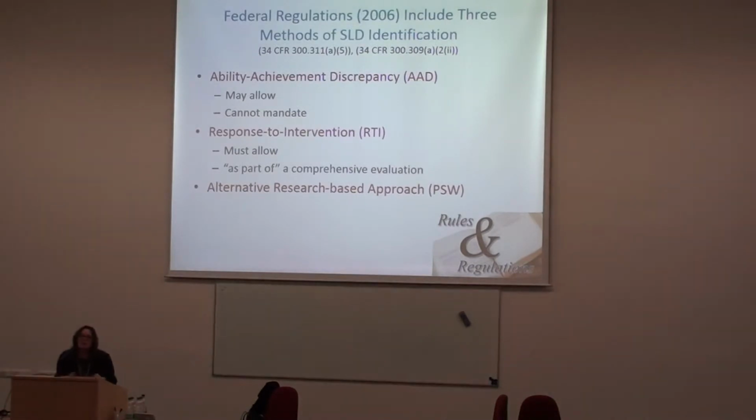So in order to answer the question why, the third method that we're talking about, this alternative research-based approach, the pattern of strengths and weaknesses, is designed to answer the question why, because it helps get at the very specific cognitive processes that are related to the academic skill areas.